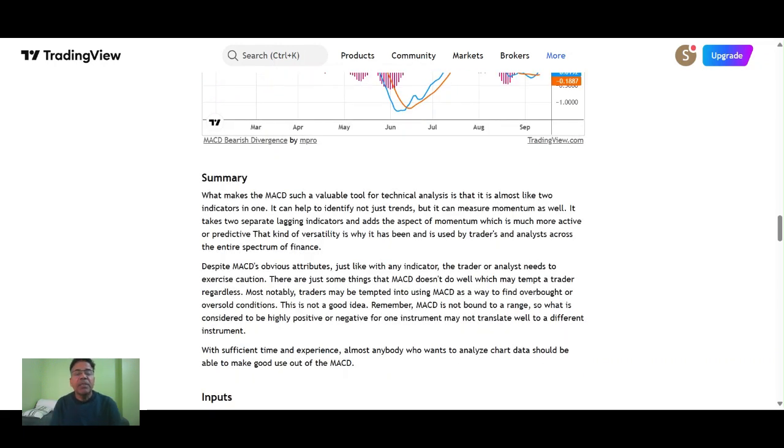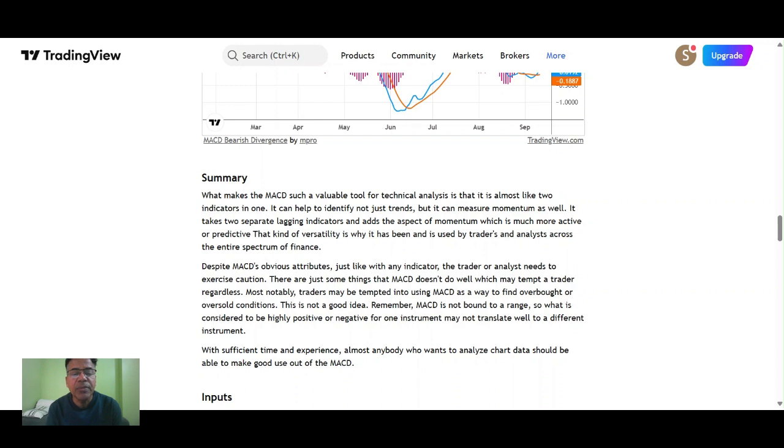Summary: what makes the MACD such a valuable tool for technical analysis is that it is almost like two indicators in one. It can help to identify not just trend, but it can measure momentum as well. It takes two separate lagging indicators and adds the aspect of momentum, which is much more active or predictive. That kind of versatility is why it has been and is used by traders and analysts across the entire spectrum of finance.